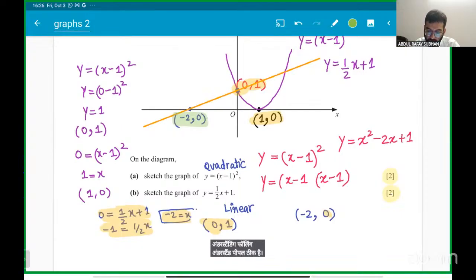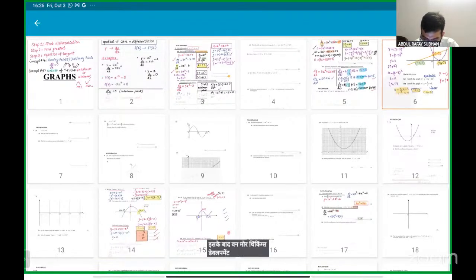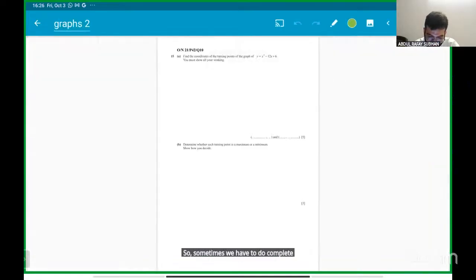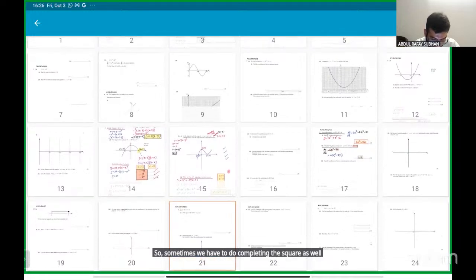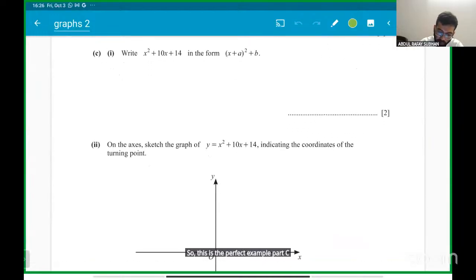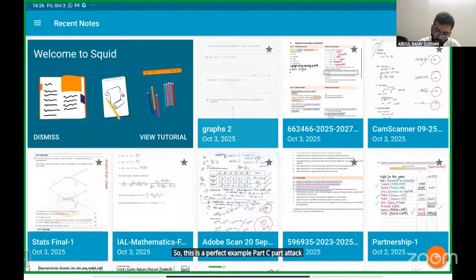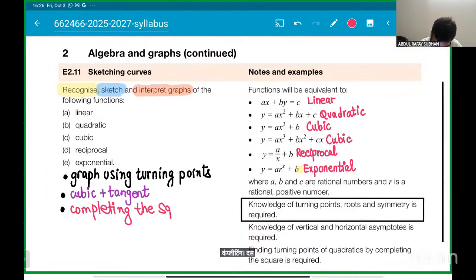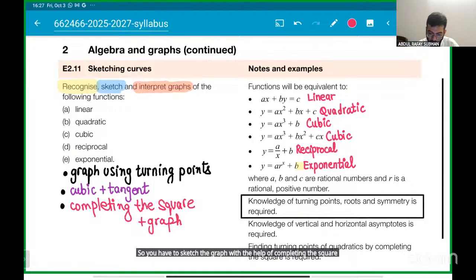So after this, one more thing is there, which is basically with the help of completing the square. Sometimes we have to do completing the square as well. So please follow carefully. This one is a perfect example, part C, part 1. It's the last one, I think. It's completing the square plus the graph. So you have to sketch the graph with the help of completing the square, and that is what is important here.